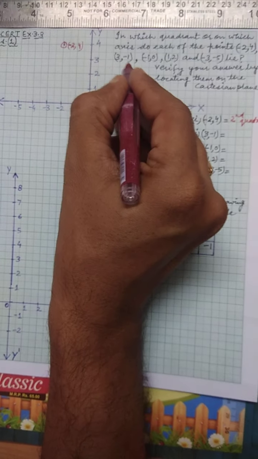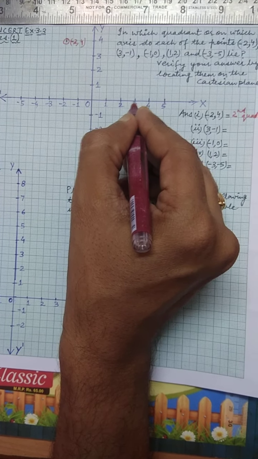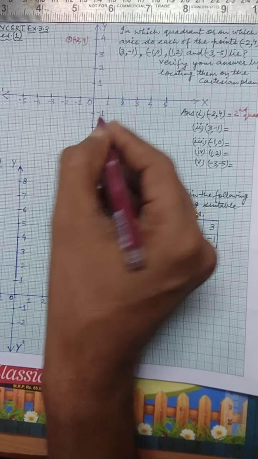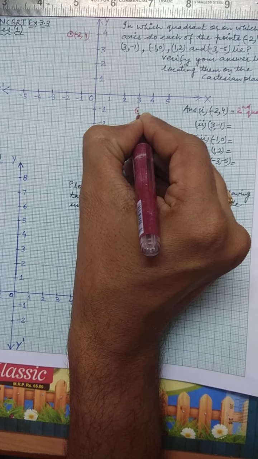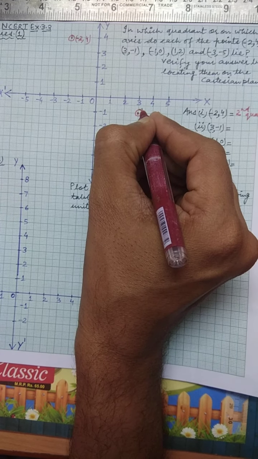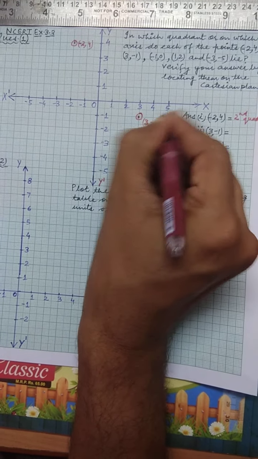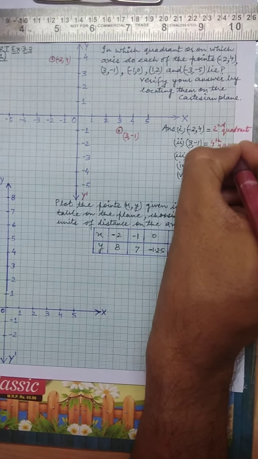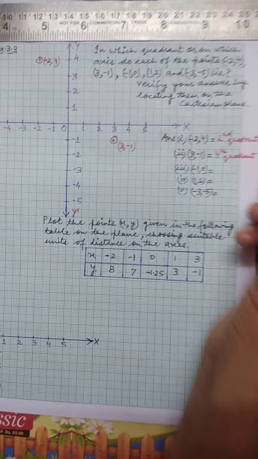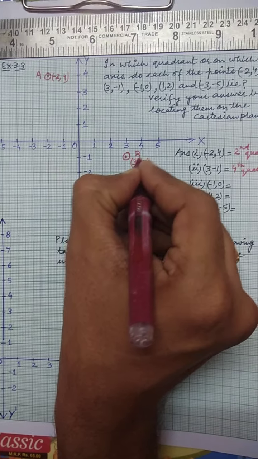Now the second point is (3, -1). So 3 is the positive x coordinate, so it will lie here on the x-axis, and -1, which is your y coordinate, will lie here. So this point will lie here, and this is your (3, -1). This quadrant is your fourth quadrant, so we will write here fourth quadrant. Let it be point A, and this be point B.